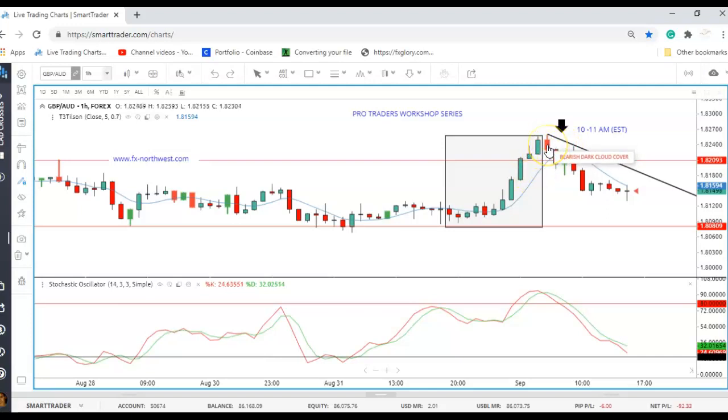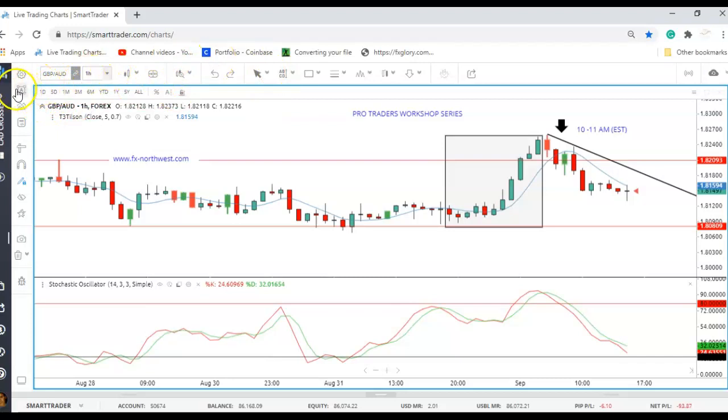Of course, you don't take that trade at a specific time. I'm looking at 10 to 11 o'clock Eastern. You don't automatically just take a trade in the opposite direction or exit the trade. You should exit the trade by 10, 11 o'clock a.m. Eastern, but look for a candlestick pattern, and we had one on the 1 hour chart with this bearish dark cloud cover. That was the time to exit the trade and enter a position in the opposite direction.